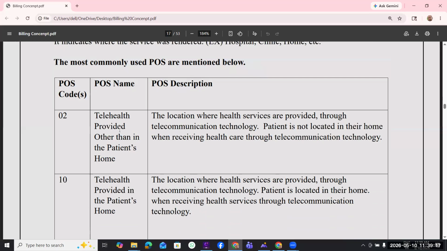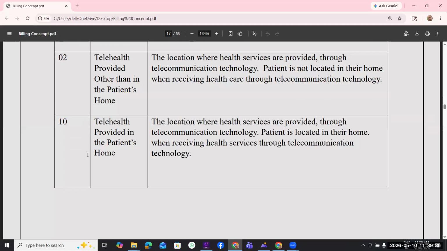02, telehealth provided other than in the patient's home. So 02 is used for the location where services are provided through telecommunication technology, and the patient is not located in their home when receiving healthcare through telecommunication technology. Second is 10, telehealth provided in the patient's home. The location where healthcare services are provided through telecommunication technology, and the patient is located in their home when receiving those services.